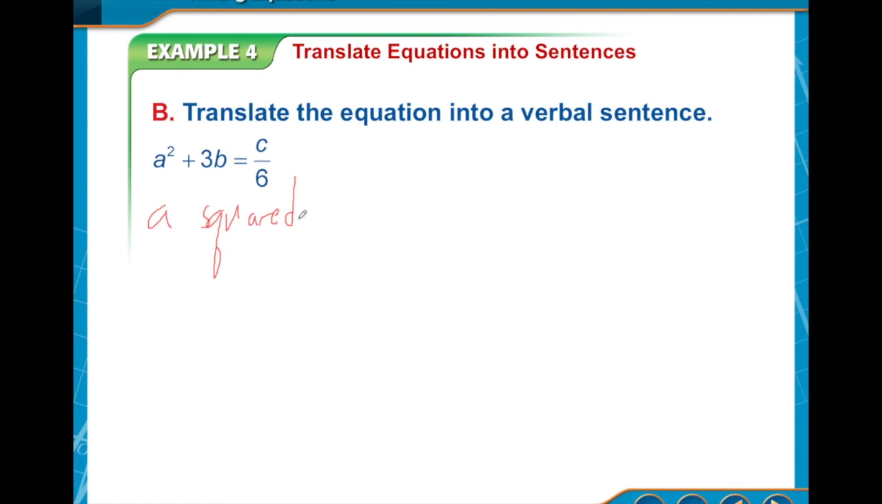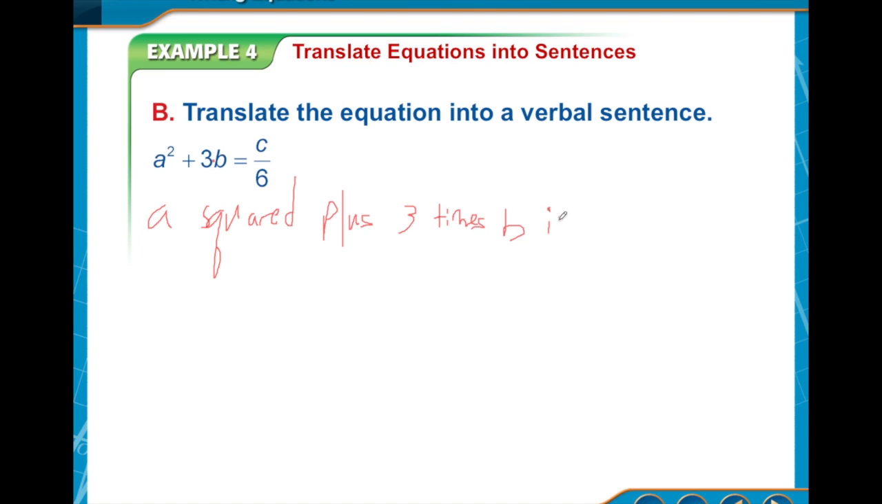So A squared, I can say the sum of or just plus. So A squared plus. This is, again, 3b. There's multiplication happening right here. It's just invisible. So A squared plus, I'll say 3 times b. We see another equal sign so that we could say equals or is.